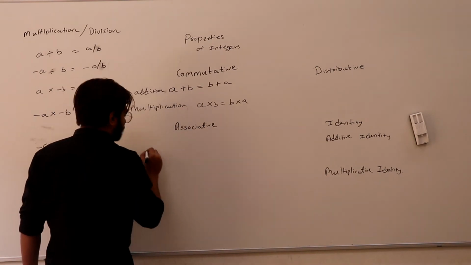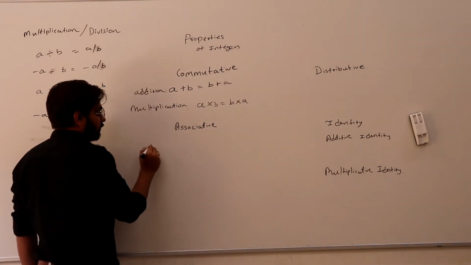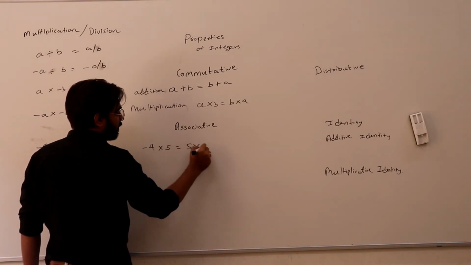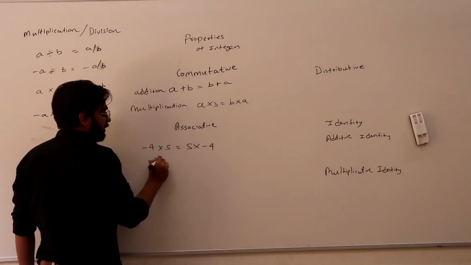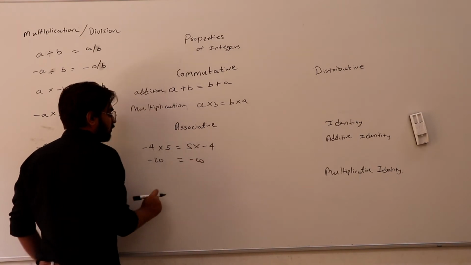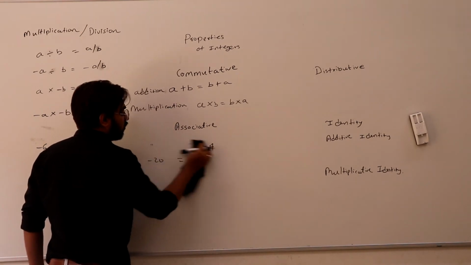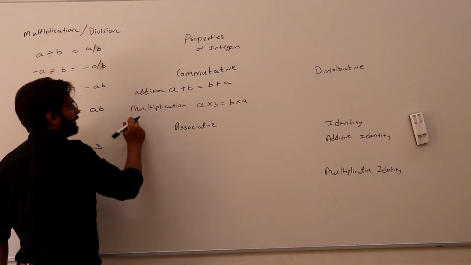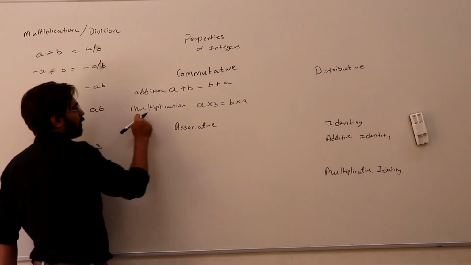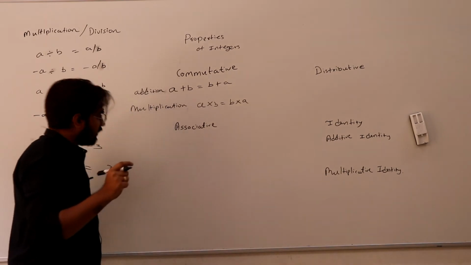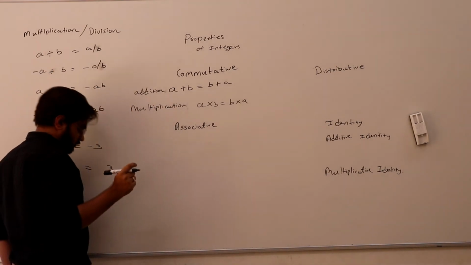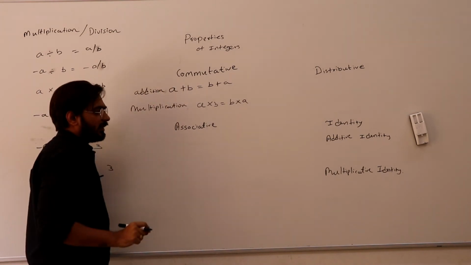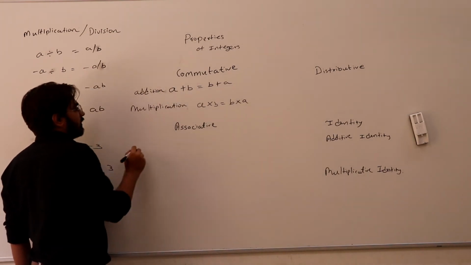Now, multiplication. If I do minus 4 multiplied by 5, or I do 5 multiplied by minus 4, the answer will be minus 20 for both. So I can say addition and multiplication do follow the commutative property in integers.